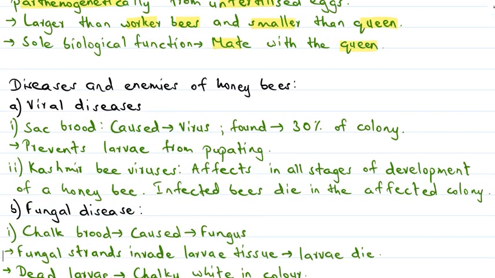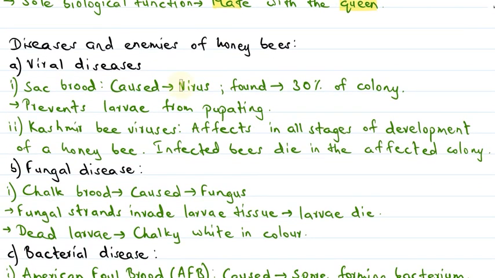Then we discussed the diseases and enemies of honeybees. First, we discussed viral diseases. The first disease is sac brood. It is caused by a virus and is found in 30% of colonies. In this disease, larvae are prevented from pupating.